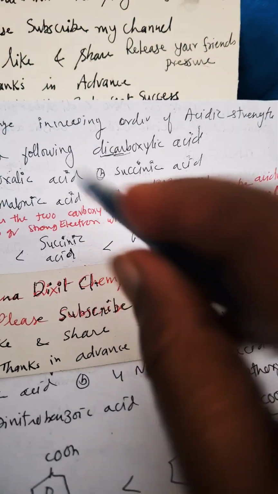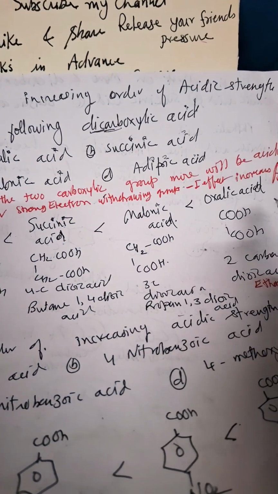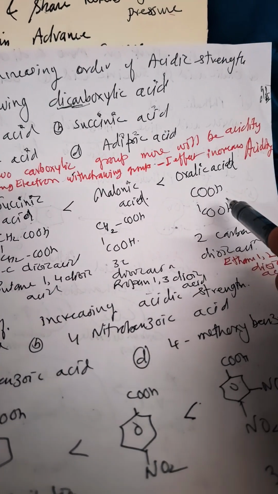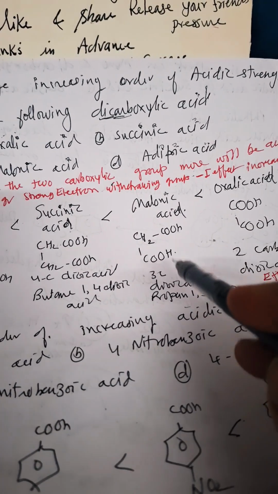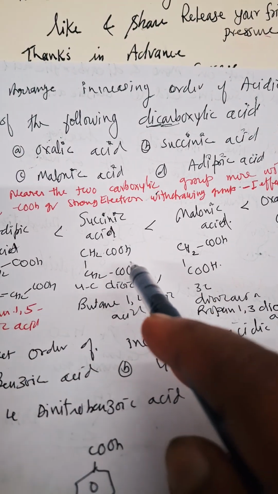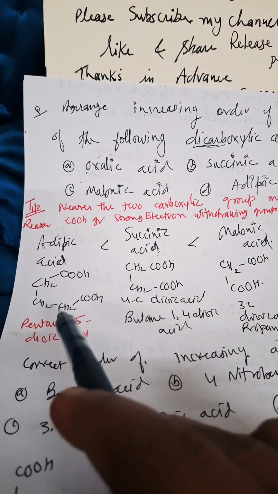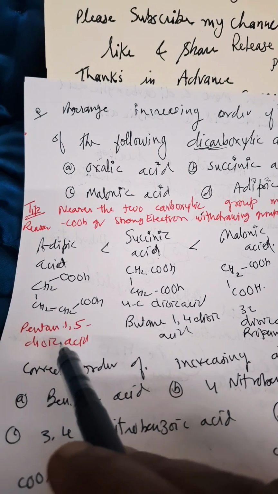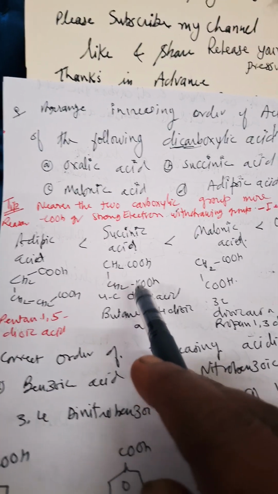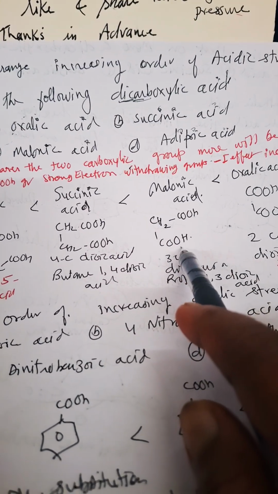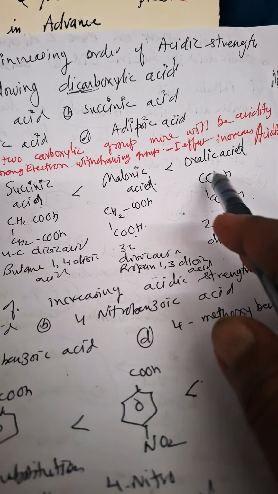Now see, I have written oxalic acid, adipic acid, succinic acid, malonic acid. Oxalic acid is 1,2 ethane dioic acid. Malonic acid is 1,3 propane dioic acid. Then succinic acid is 1,4 butane dioic acid. And this is 1,5 pentane dioic acid. Clear? So this is 1,4 butane dioic acid, this is 1,3 propane dioic acid, this is 1,2 ethane dioic acid.